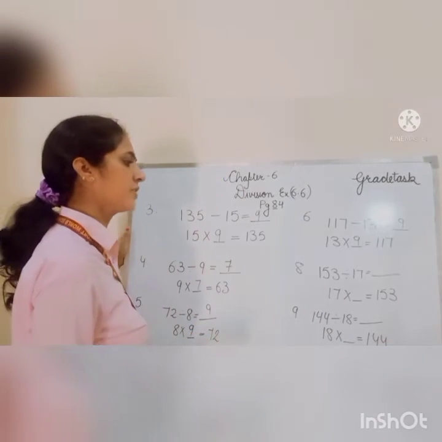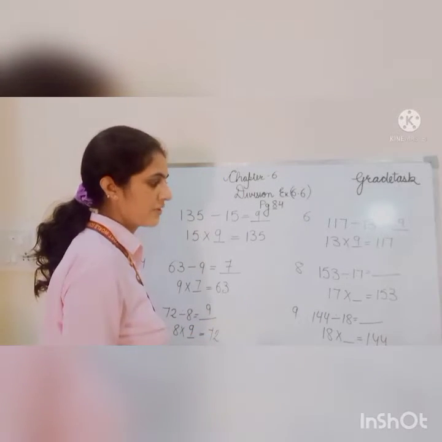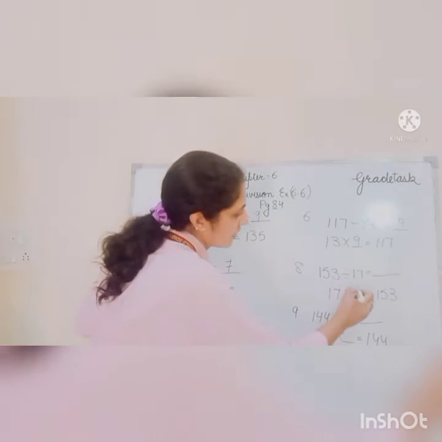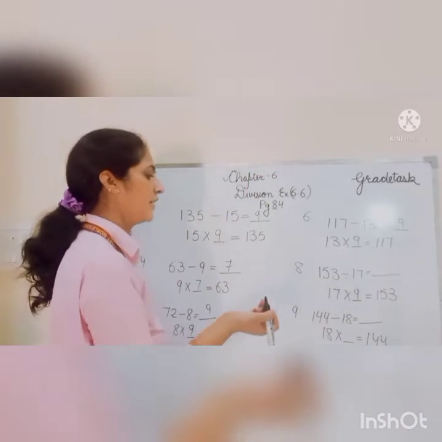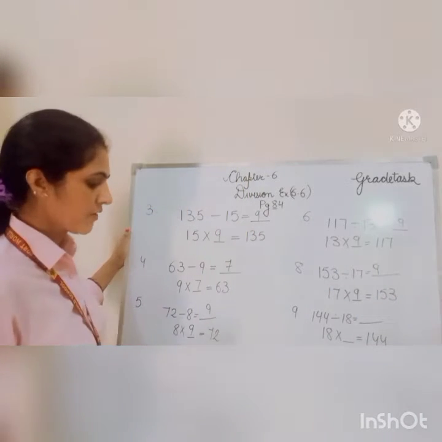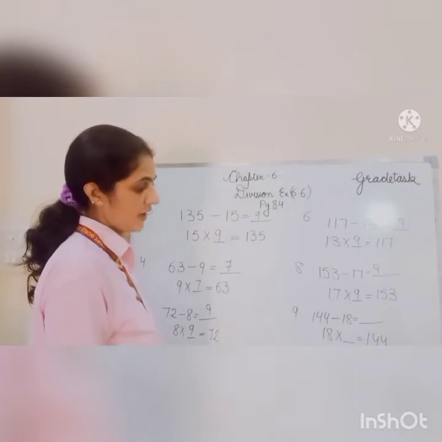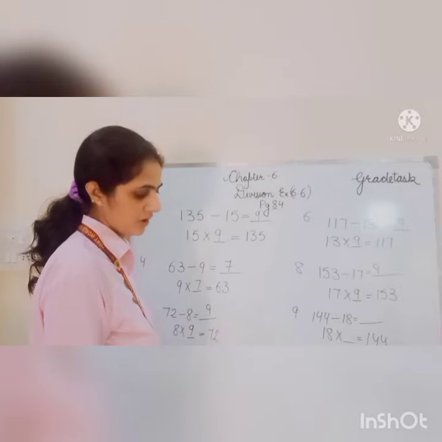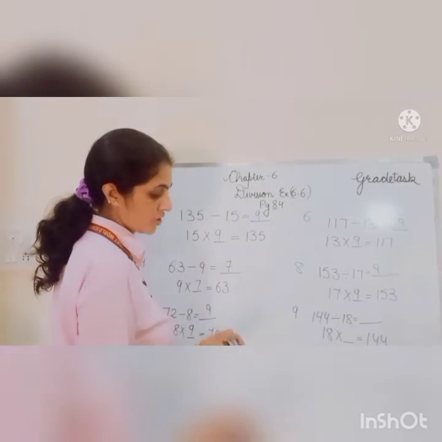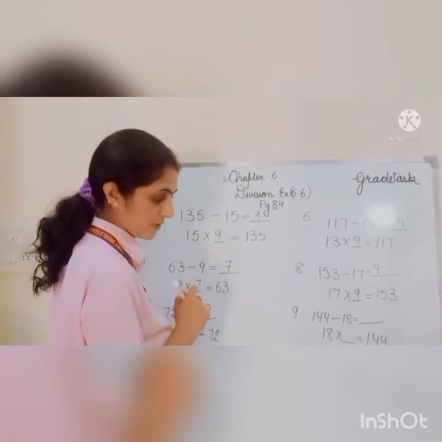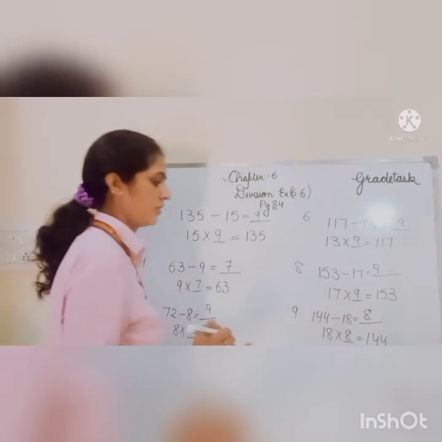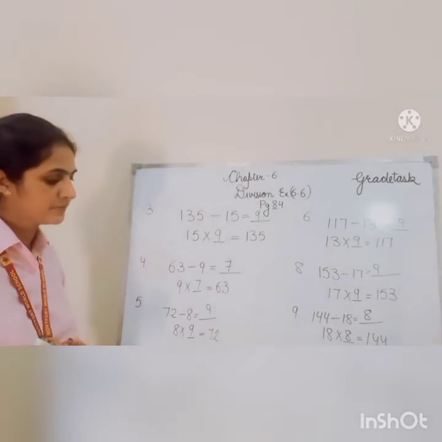Okay, next, 153 divided by 17. So in the 17 table see where we are getting 153. Here also 17 nines are 153. Then 17 tens are 170. So here also it will be 9. Next, 144 divided by 18. So in the 18 table you have to see where you are getting 144. You can check it by multiplication also, and you have to learn this 18 table also. So 18 eights are 144. So this is the A part.